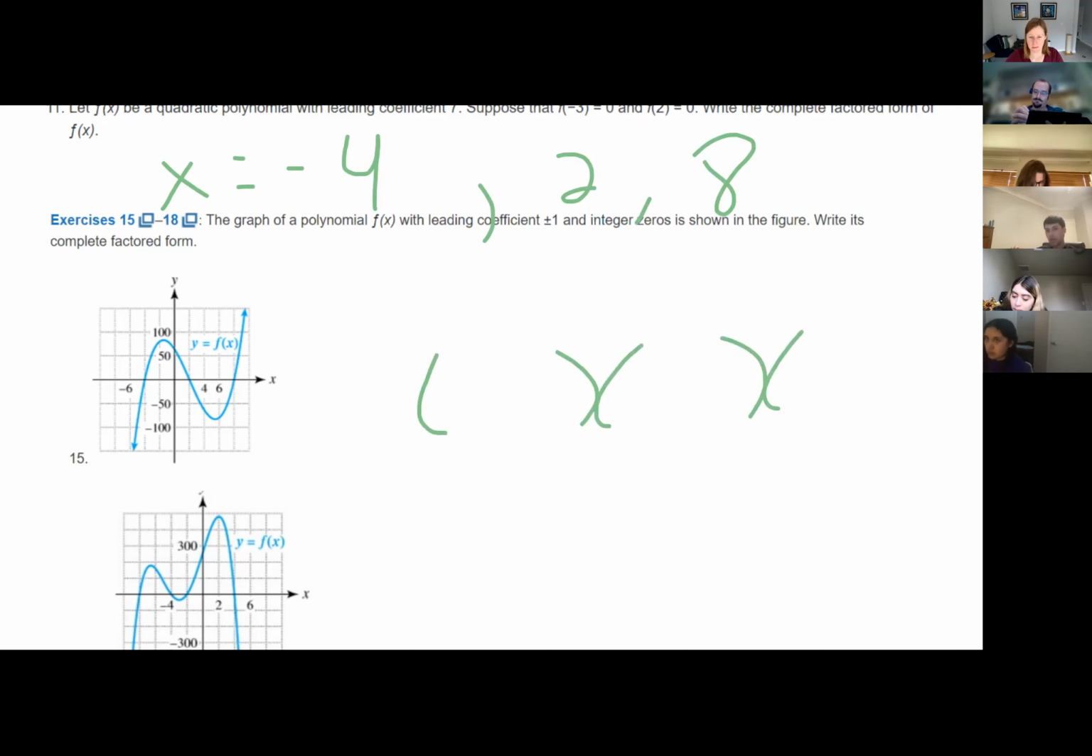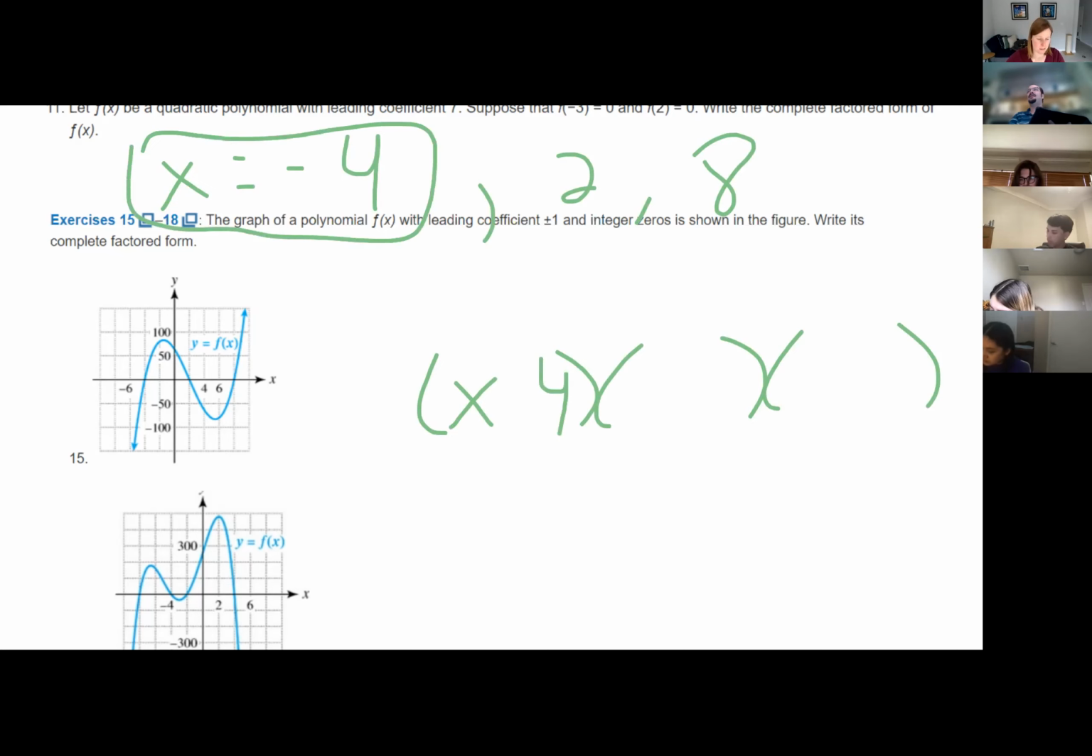I'm not sure mine are right, but I did x -4. Okay, so if the zero is x equals -4, and we want x minus that, that should be what? Positive. Yeah, it should be +4. We're doing a minus and a negative. And if that's x plus 4, this should be what? X -2. Yeah, now we're doing x minus 2 and x -8. Yep. And so those are my factors from these zeros.